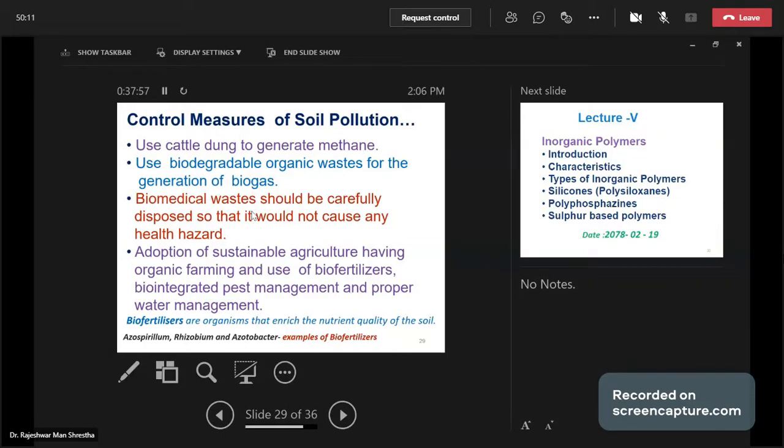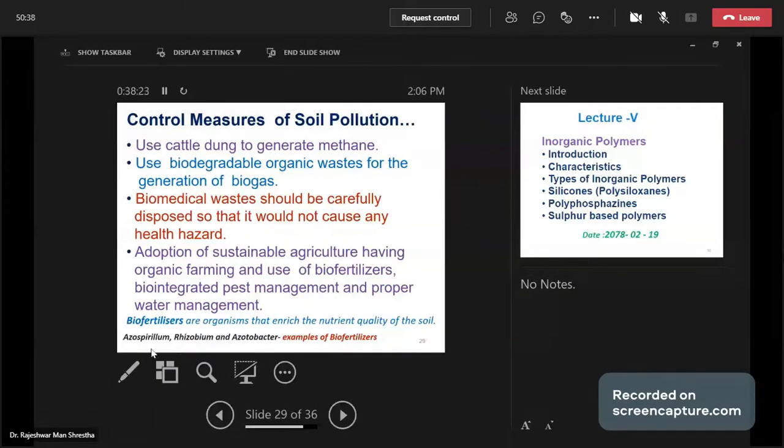बायोमेडिकल वेस्ट एकदम डेन्जर हुन्छ, that should be managed carefully because it will cause harmful health hazard. And adoption of sustainable agriculture, organic farming गर्ने, use of biofertilizer, bio integrated pest management and proper water management गर्नुपर्छ. धेरै पानी पनि हाल्नुहुन्न सोइलमा. Biofertilizer means the organism that enrich the nutrient quality of soil.